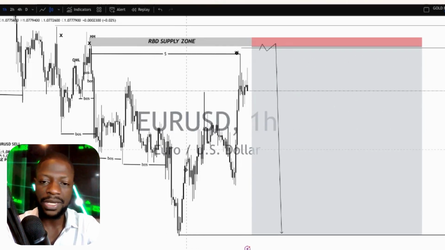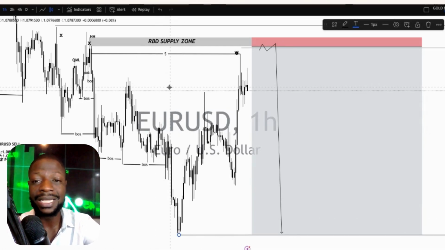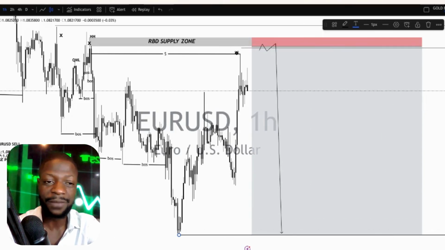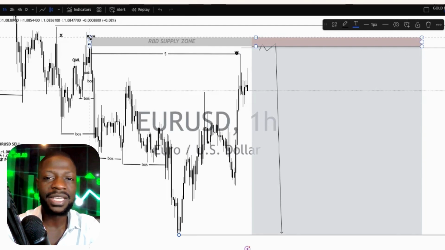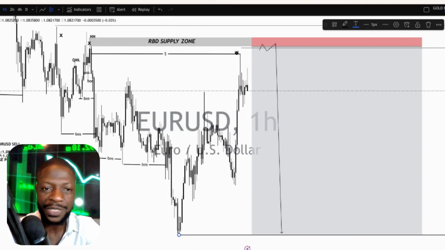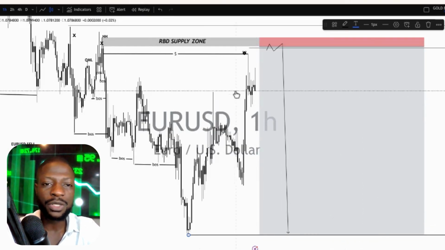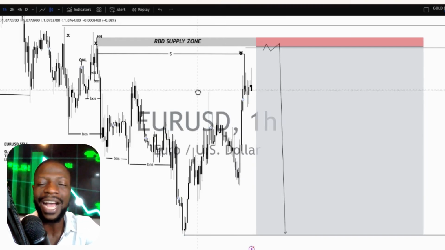And for my take profit, I'm targeting this low right here because I'm anticipating that the market may continue to push to the downside until further notice. And for my stop loss, I've put my stop loss just above this high right here, which is a 5 pip stop loss, and my target is 115 pips, making this a potential 1 to 21 risk to reward ratio, which is absolutely amazing.